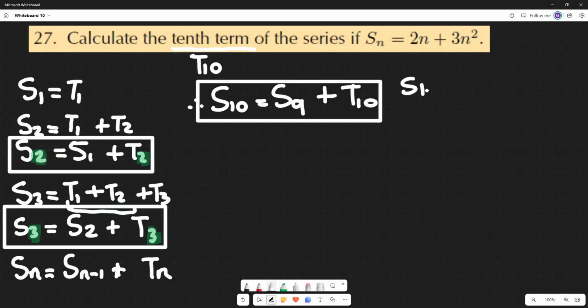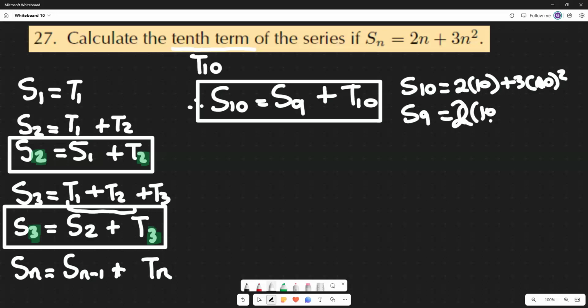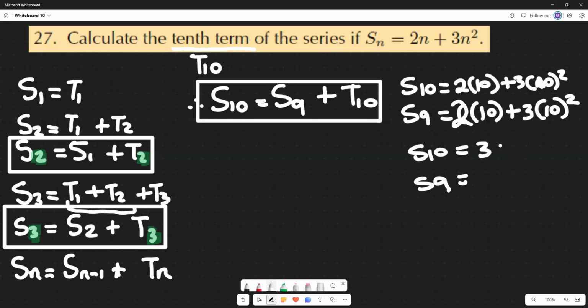Let's get S10. S10 is 2 times 10 plus 3 times 10 squared. And then let's find S9. S9 is going to be 2 times 9 plus 3 times 9 squared. Sharp. Now let's get the values. S10, let's press on the calculator. 2 times 10 plus 3 times 10 squared. That gives us 320.